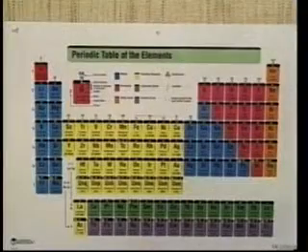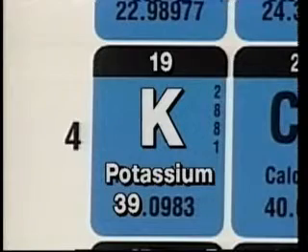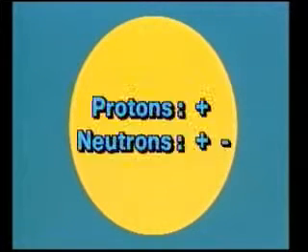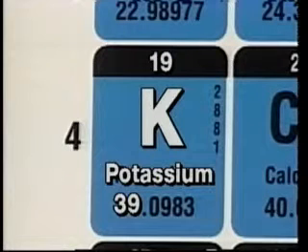Based on the information in the table, we can now draw the nucleus of a potassium atom. So, draw a circle representing the nucleus and calculate the number of protons and neutrons in the nucleus. In your drawing, represent the protons with a plus symbol, standing for a positive charge, and represent neutrons with a plus-minus sign to show they are neutral. Go ahead now and draw the nucleus for a potassium atom.